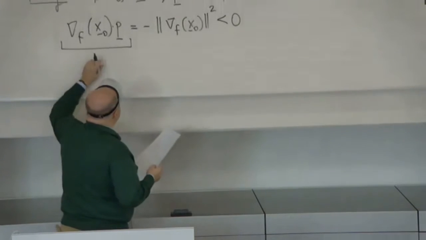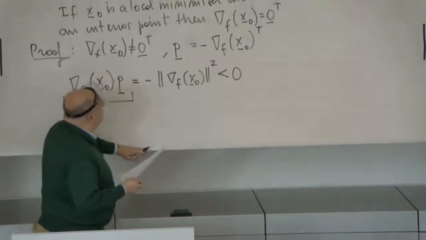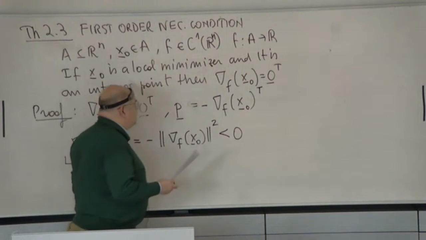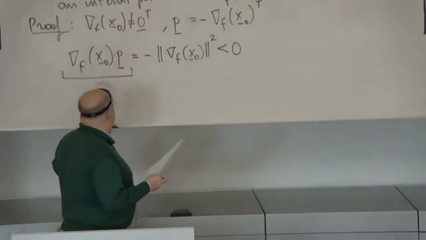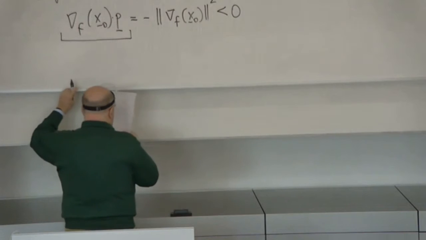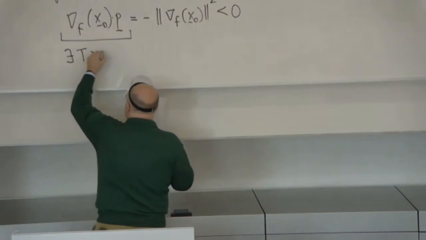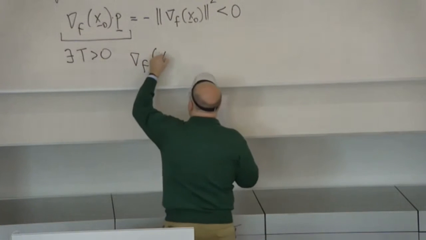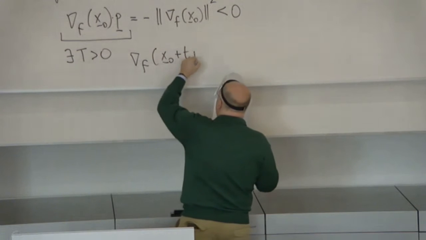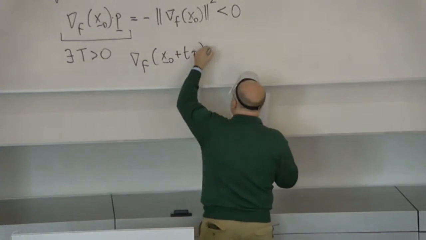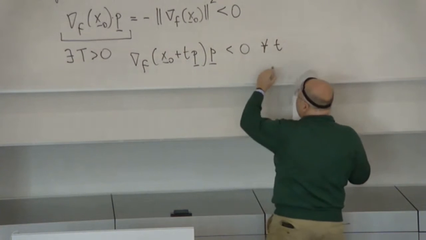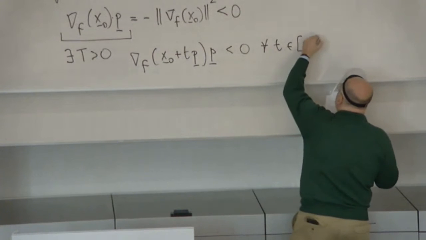So what we can say now is that since the function here is continuous, because we assume that it's not just continuous, but also continuously differentiable, so all the partial derivatives are continuous, there exists a number capital T such that the gradient of f at x0 plus tp times p is negative for all lowercase t in 0, capital T.